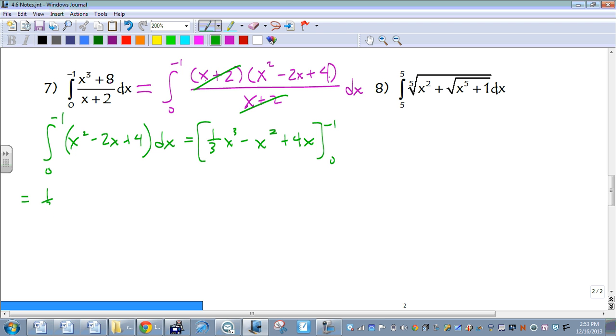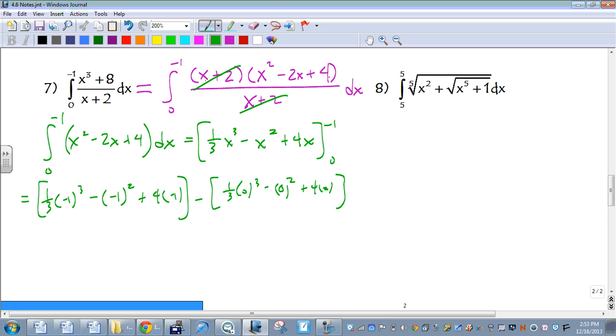So we get 1/3 times negative 1 cubed minus negative 1 squared plus 4 times negative 1. All of that minus 1/3 times 0 cubed minus 0 squared plus 4 times 0, which is all going to come out to be 0. So for this one, we end up with negative 16/3.